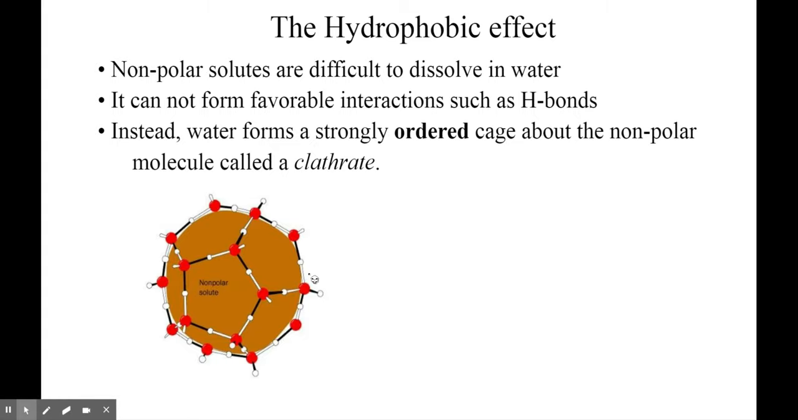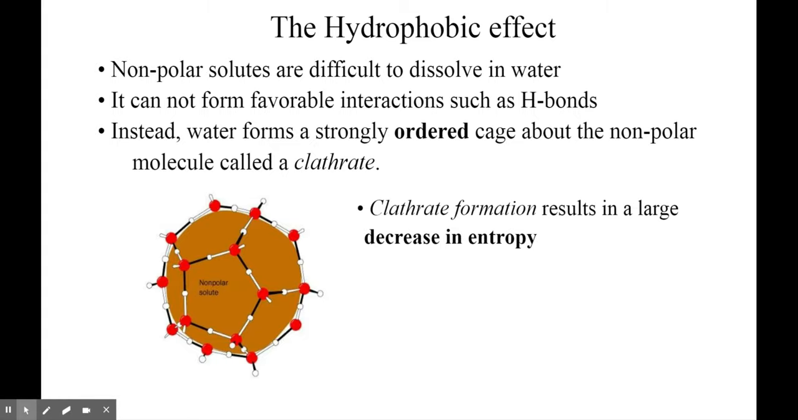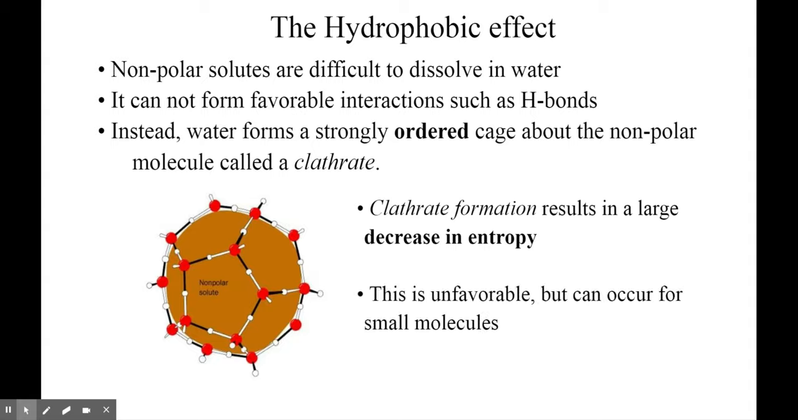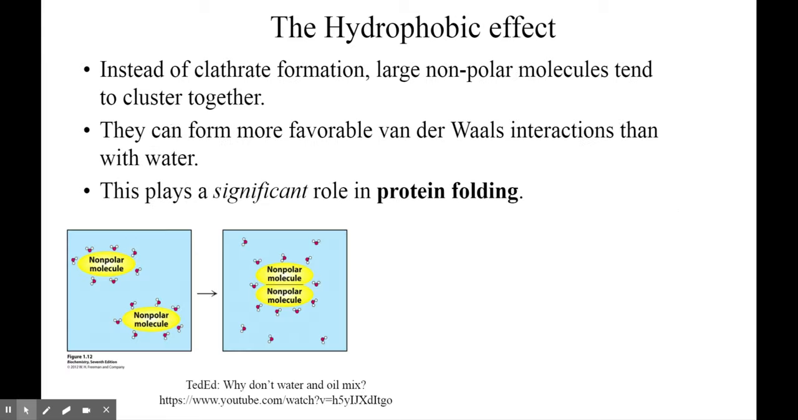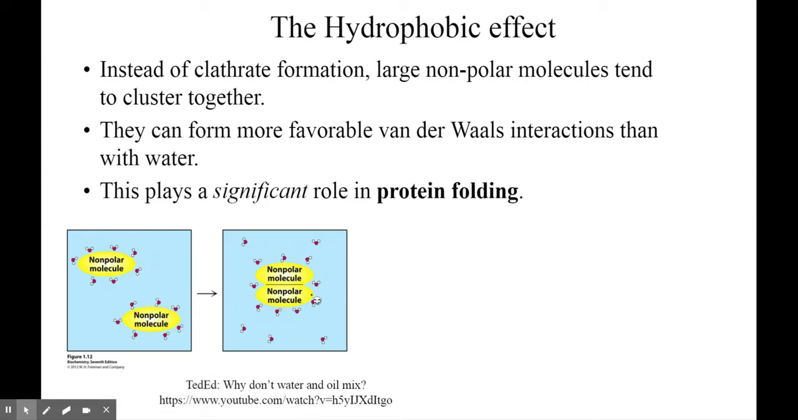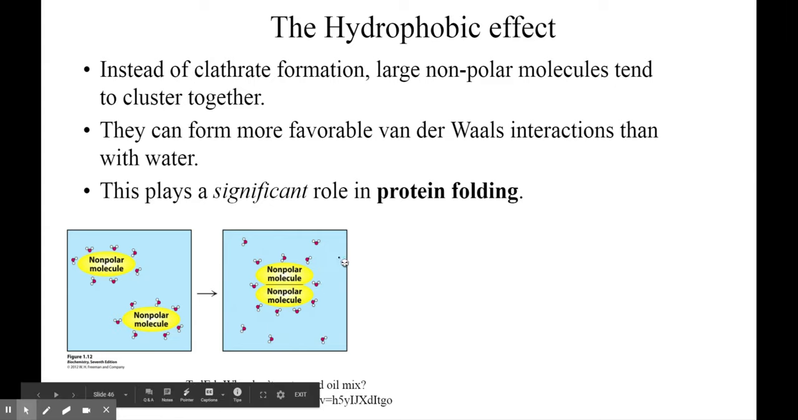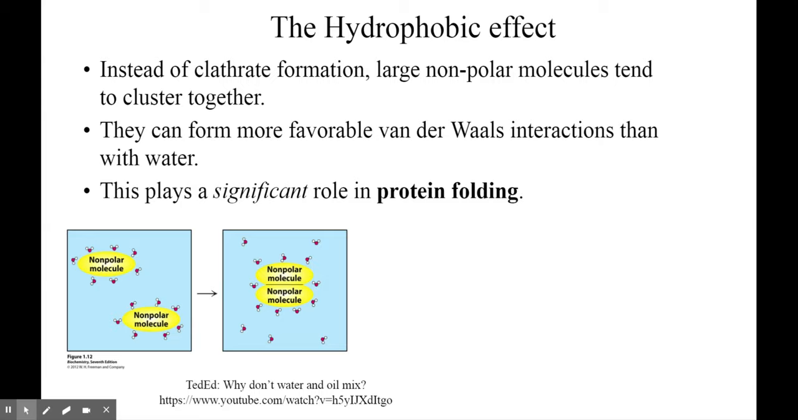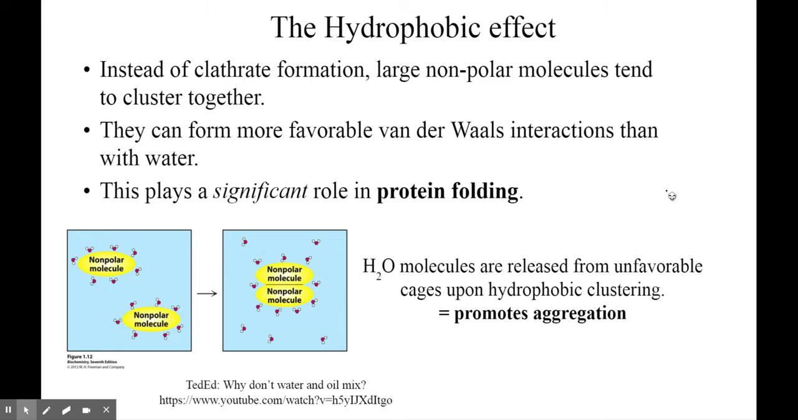But if you can imagine, these cages are highly ordered, that decreases entropy, which means that does not favor their formation. It can happen in small amounts, but as more and more nonpolar stuff exists and more cages need to be formed, that further decreases entropy. So what tends to happen is, instead of these clathrates forming, the nonpolar stuff sticks together, and then there's less water that has to form a clathrate, and it's more free to go off and be chaotic. This allows entropy to go up, and anytime you can increase entropy, it's going to favor this reaction.